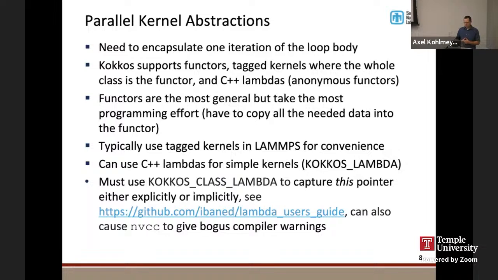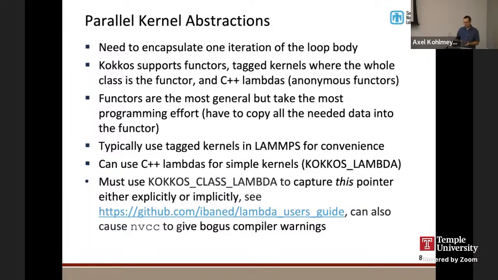So functors are the most general, but they also take the most programming effort. You have to copy all of the data, all of the views, into the functor. And so in LAMMPS, we typically use tag kernels for convenience. I'll give an example of this later on. We can also use C++ lambdas for simple kernels.